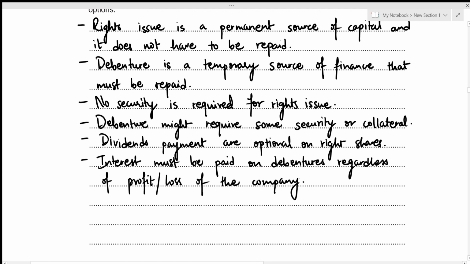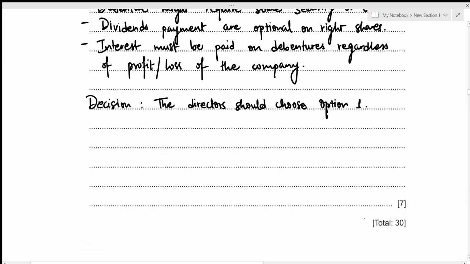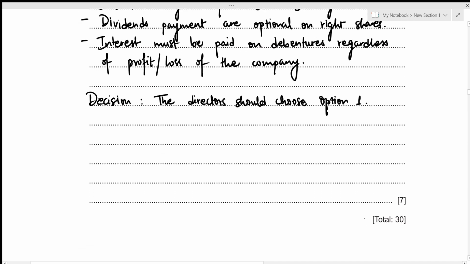Now we need to make a proper decision considering these factors. Personally, I would advise the directors to go with option 1 and make a right share issue. Let's write the decision clearly. So decision is that the directors should choose option 1. Alright, so this concludes the 6th part of this question as well as this entire question.